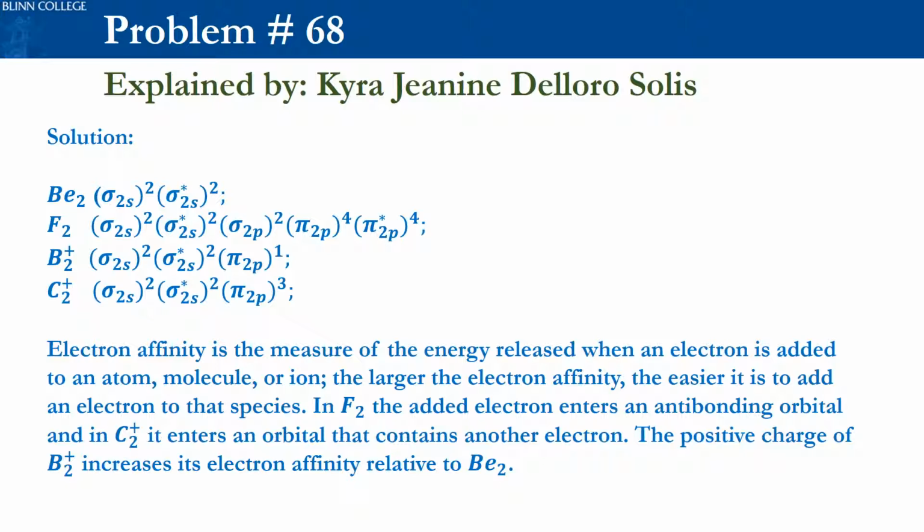In the beryllium molecule, all the molecular orbitals are fully occupied by electrons, and no vacant molecular orbitals are present to accept the extra electron, and this is not seen in any of the other cases. In the fluorine molecule, the added electron enters an anti-bonding orbital, and in the carbon ion, it enters an orbital that contains another electron. The positive charge of the boron ion increases its electron affinity relative to the beryllium molecule.